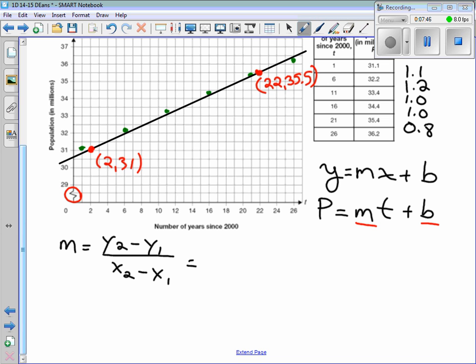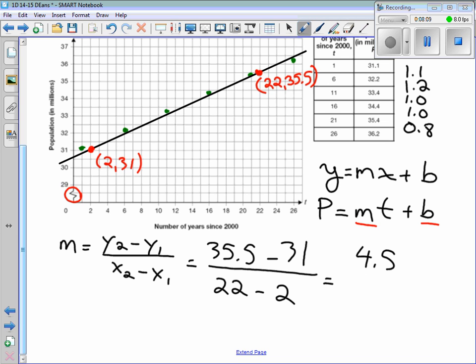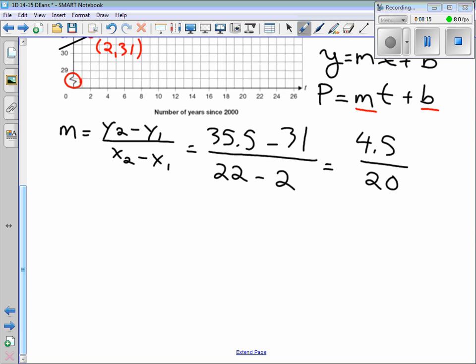So y2 minus y1, I'm going to take 35.5 minus 31. x2 minus x1 is going to be 22 minus 2. And what I'm going to get is, let's see, 35.5 minus 31 is going to be 4.5. And 22 minus 2 is going to be 20. And then I need to do 4.5 divided by 20.